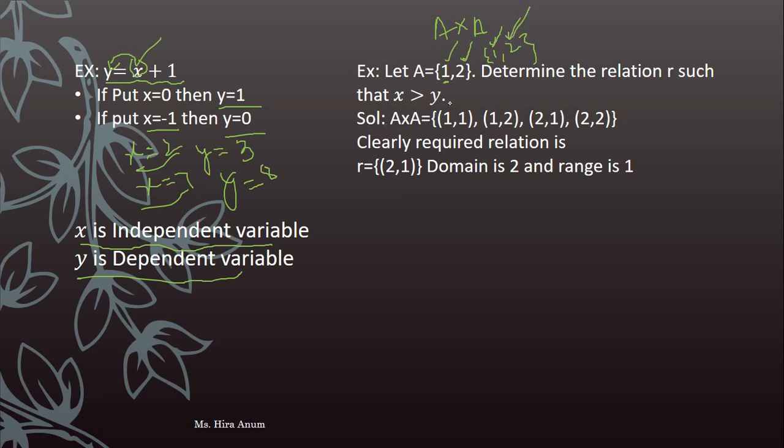Here we have x values, here we have y values. So we have to check for which pairs x is greater than y. You can see this is equal: x and y values are equal. Here x is less than y. Here you can see x is greater than y. In this one x is equal to y. So this is the only pair. Clearly the required relation is this: 2 is the domain and 1 is the range.